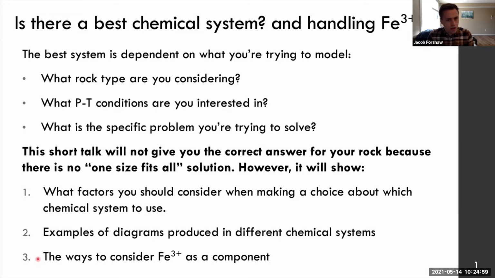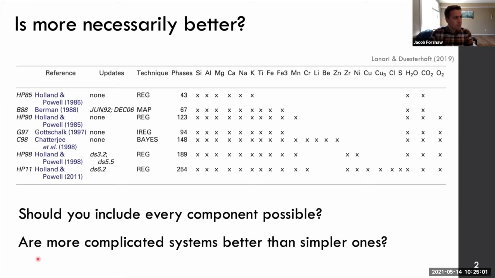And so I just quickly put up this table from Pierre's paper that he showed in his first talk, which shows the increasing number of elements that are included in these thermodynamic data sets through time. So we slowly add more and more as we go to the bottom of the table. And the question is, again, is more necessarily better? Should you be including every component that's possible to include? And are more complicated systems going to reproduce nature better than your simpler ones?